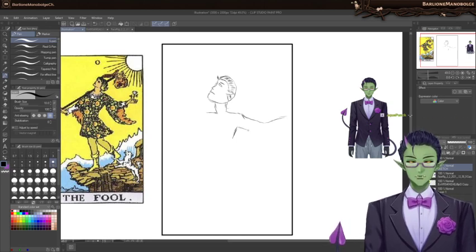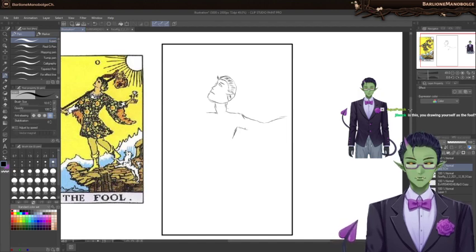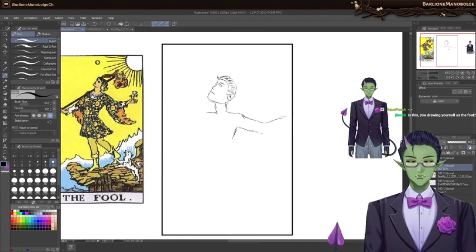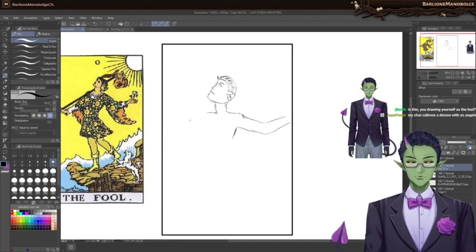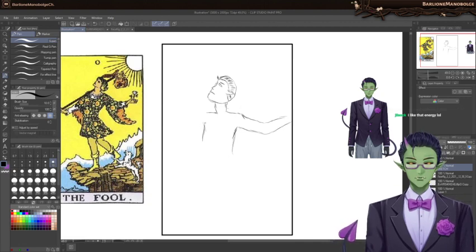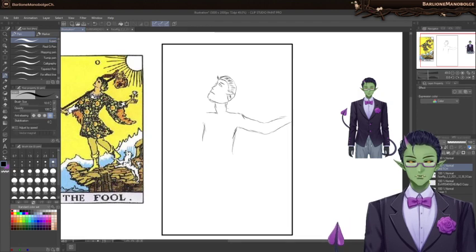Oh, hello, G-Suck. Yes, I am drawing myself as the fool, both because I am a fool for attempting this, and also because the fool represents the beginning of a journey. Which is what is happening right now. This is one of the roughest sketches I've ever done. This barely resembles a head.